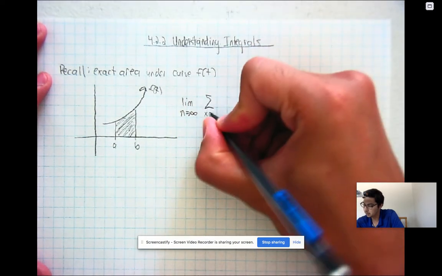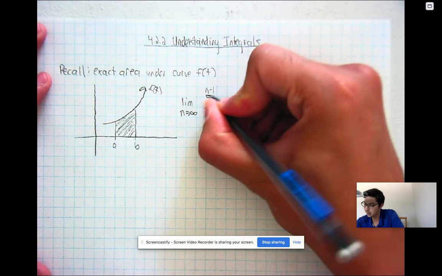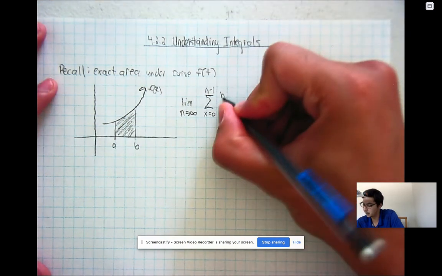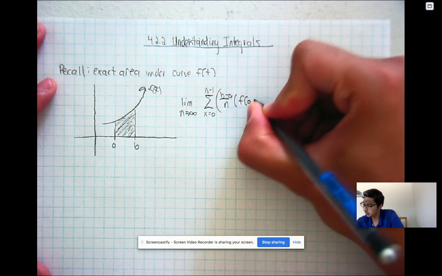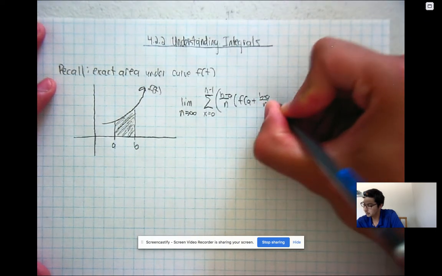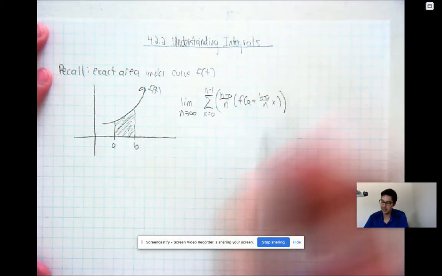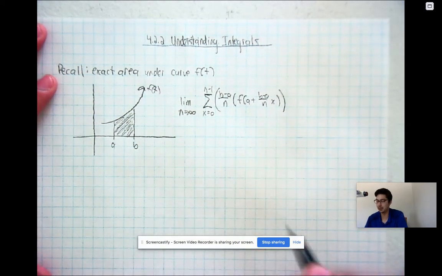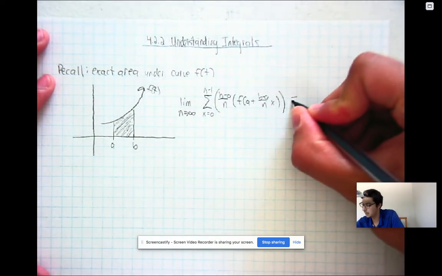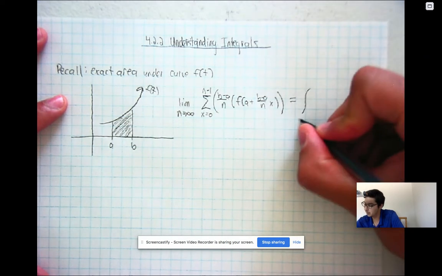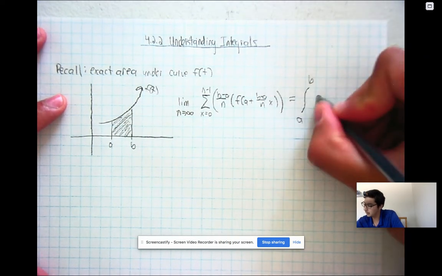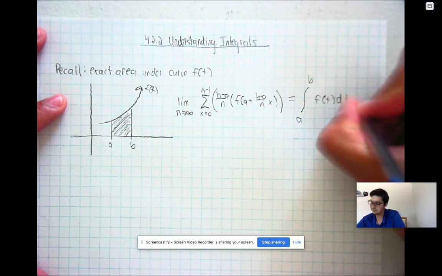So what we said is to get this, we would do the limit as n approaches infinity of your Riemann sum, which is the sum from x equals 0 to n minus 1 for the number of rectangles, the width of each rectangle times the height of every rectangle, like so. And that gets you the exact area under the curve. But in the last video, we talked about how we actually can write that using something in calculus called the integral from a to b of f of t dt here.